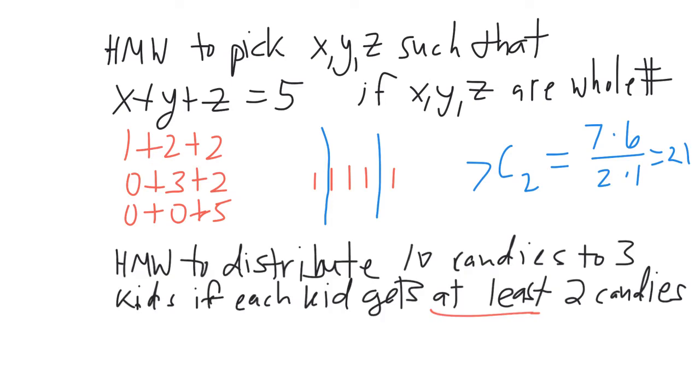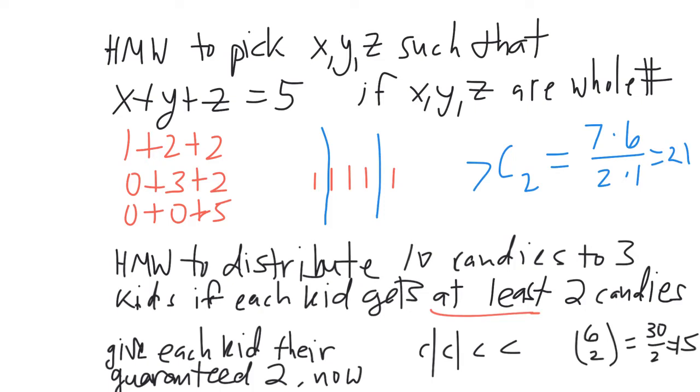Here's another question: how many ways to distribute 10 candies to 3 kids if each kid gets at least 2 candies? Now, we've seen this at least wording before. We know that means we have to do something special. How do we handle it here? If each kid's going to get at least 2, let's give each kid 2 right off the bat. We'll give 2 candies to each of these 3 kids. That's 6 candies. They're off the table. There's only 4 candies left.